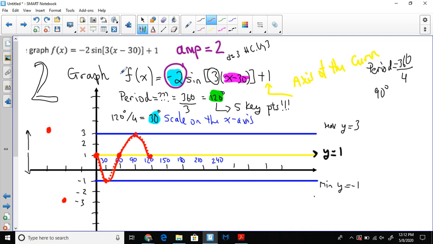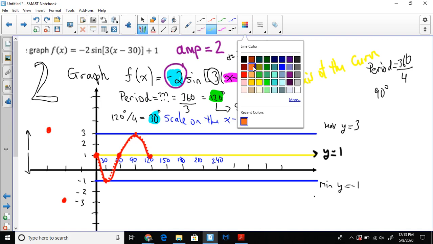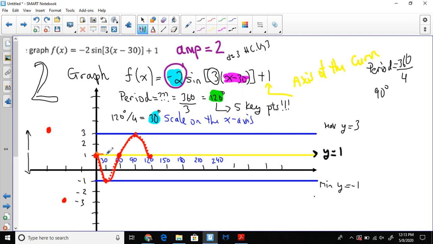All right, so my last move is just to shift it 30 degrees this way, which is just across 1 unit. So 60 goes to 90, 90 goes to 120, 120 goes to 150, and then I have my final graph.